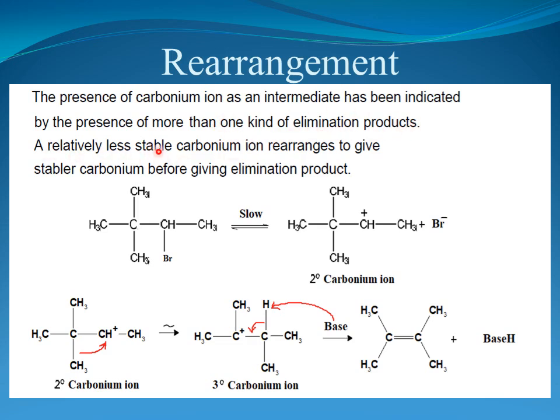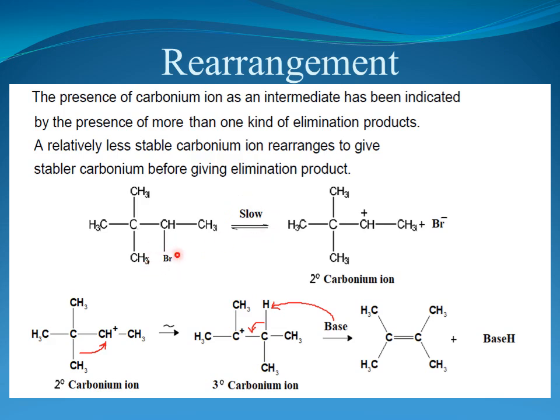A relatively less stable carbonium ion rearranges to give a more stable carbonium ion, giving the elimination product. That is how, sometimes, instead of the product we are expecting, a changed product is obtained. Now students, take this reaction as an example. Now I have this alkyl halide as a substrate. It is going under ionization. It is a slow step.